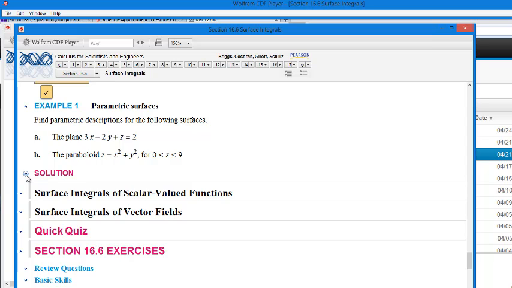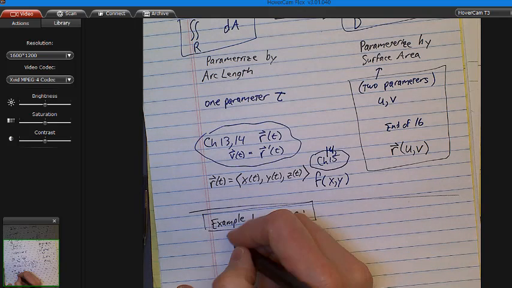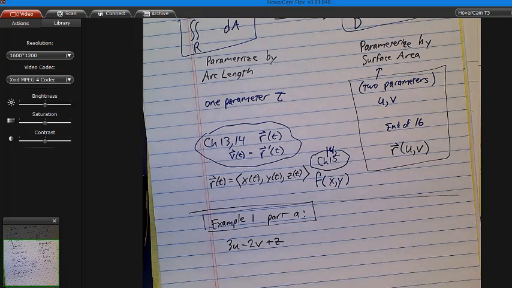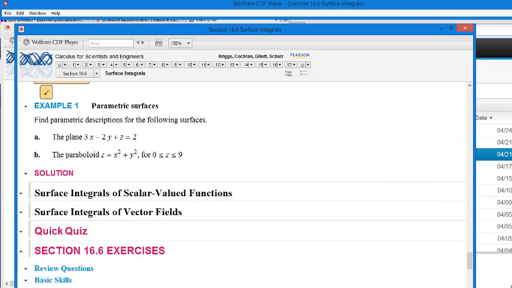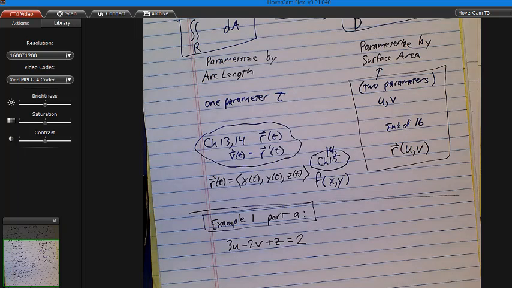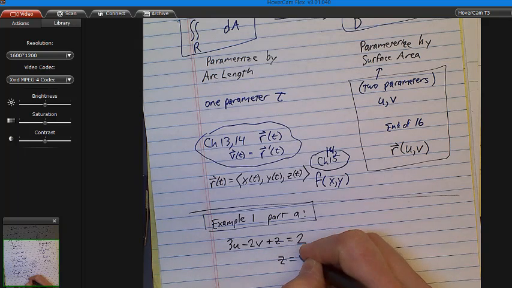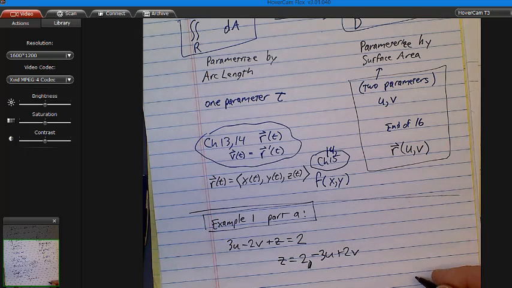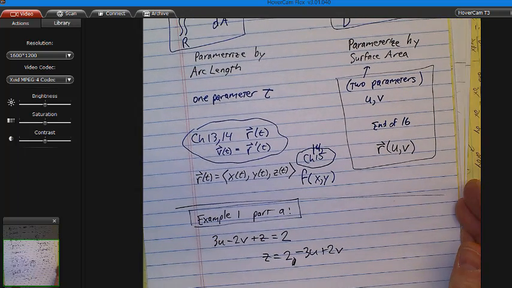Part A. Okay. Well, 3u minus 2v. Now we still have this plus z, right? Equals 2. Why? Because you can just switch the 3x minus 2y over to the other side. It comes to plus. So z is equal to what? 2 minus 3u plus 2v or something like that? Yeah. So there's z, right? And so now I guess I've done it, right?